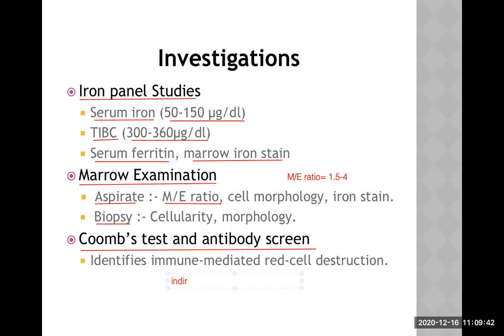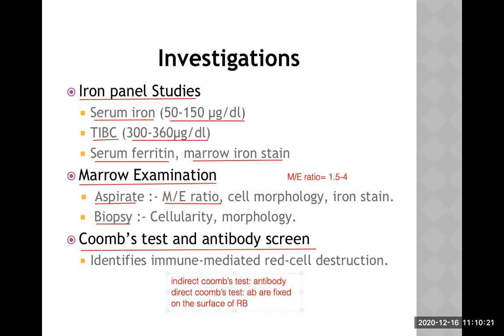The first is called indirect Coombs test, where we only identify the antibody. Only antibody. Antibodies are present in the circulation. That means indirect Coombs test is positive. Whereas direct Coombs test means those antibody are fixed on the surface of the RBC. On the surface of RBC.